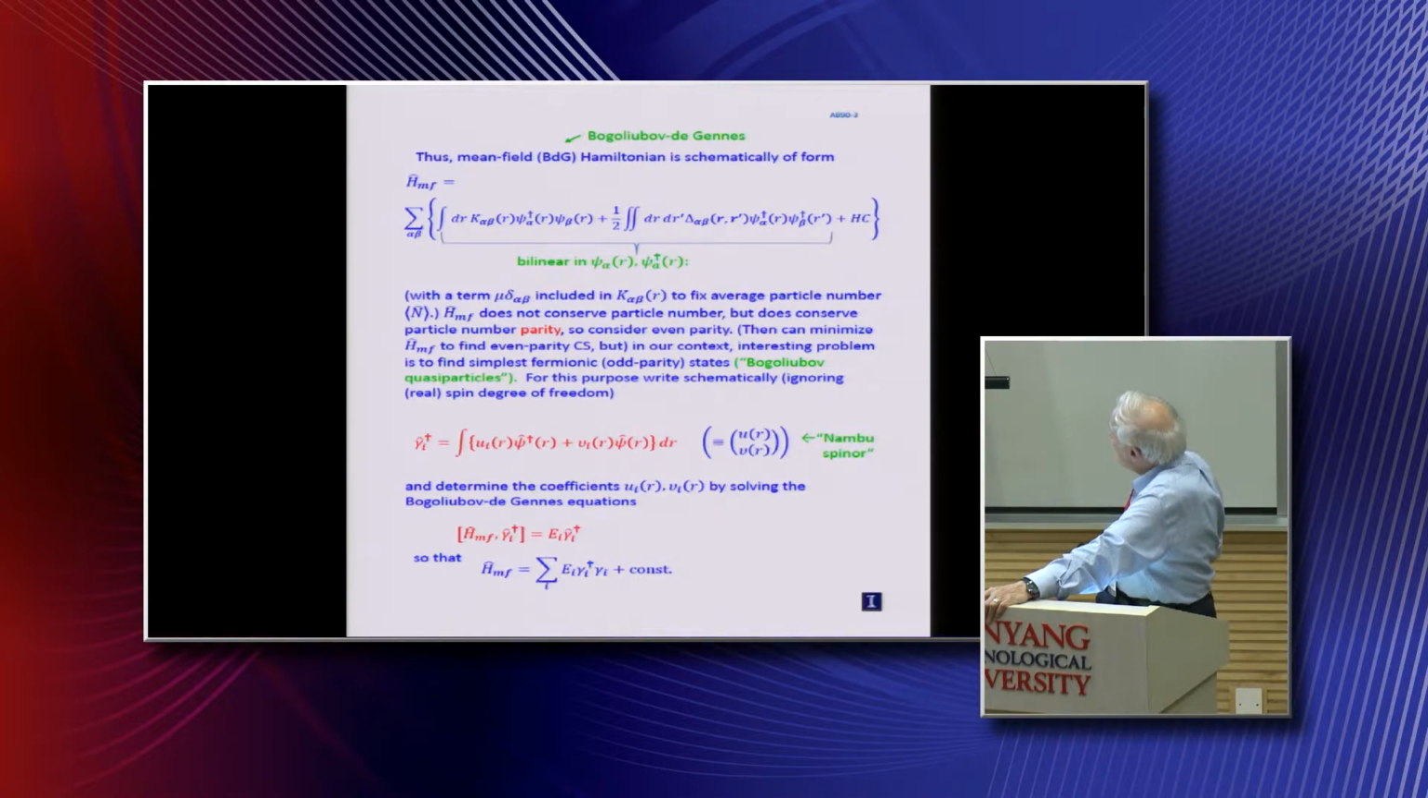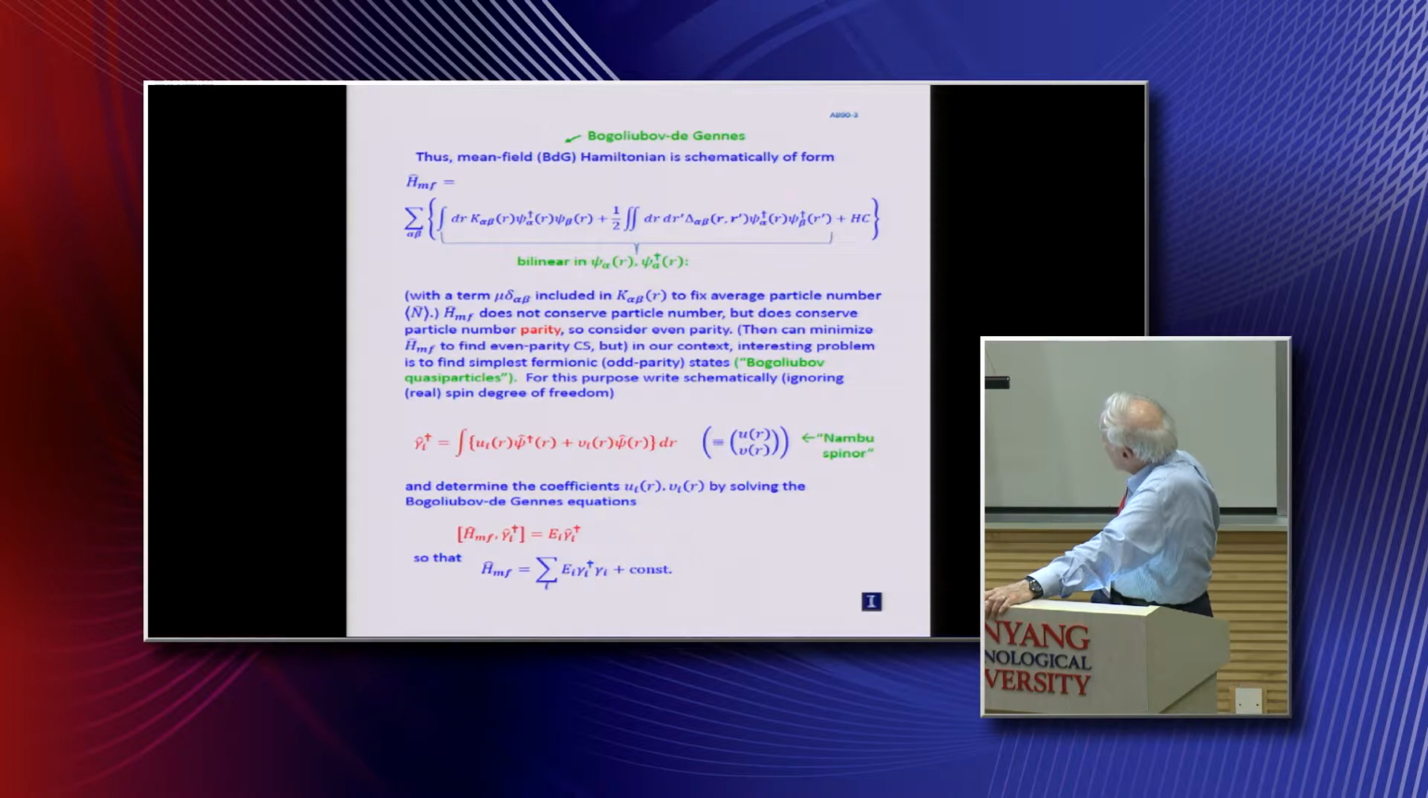Well, it turns out that we can actually minimize this mean field Hamiltonian to find the even parity ground state. That's not the important point in the present context. In the present context, the interesting problem is to find the simplest odd parity fermionic states. These are the so-called Bogoliubov quasiparticles, which are a generalization of the standard Dirac or Landau particles in the normal state.